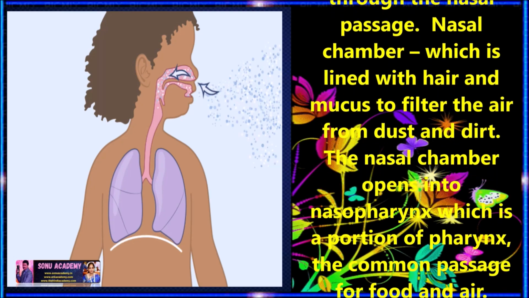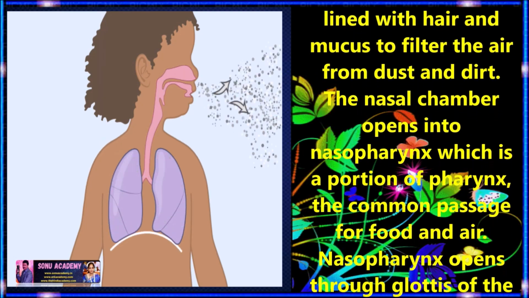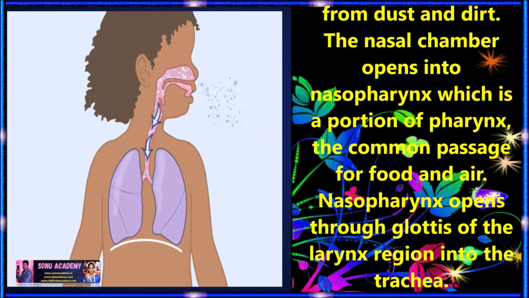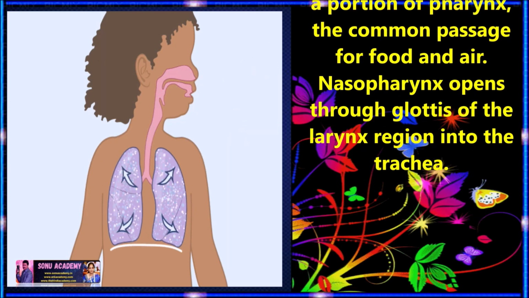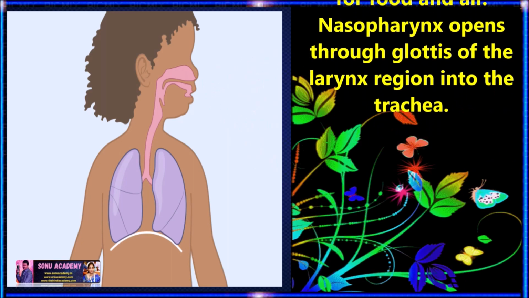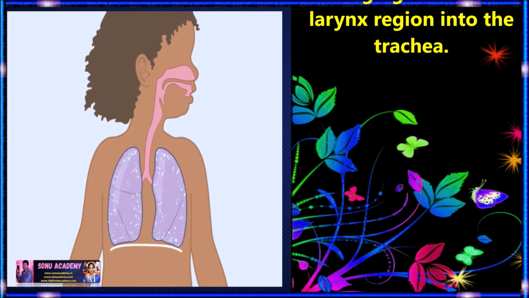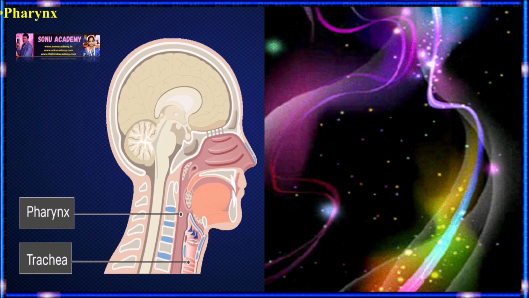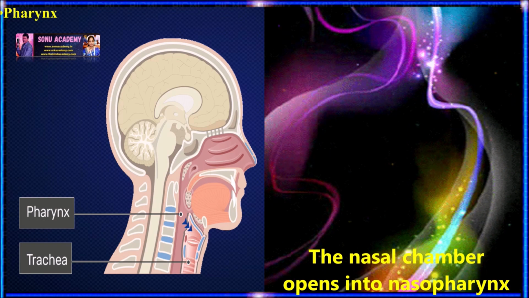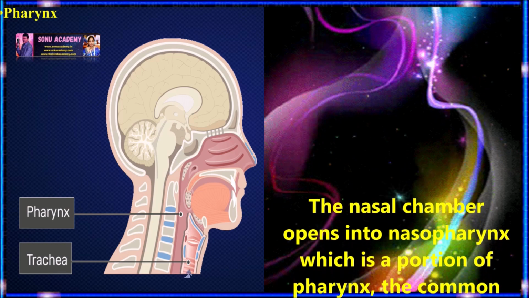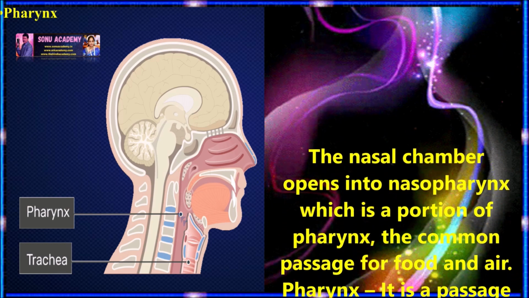External nostrils. For the intake of air, a pair of external nostrils lead to a nasal chamber through the nasal passage. The nasal chamber is lined with hair and mucus to filter the air from dust and dirt. The nasal chamber opens into the nasopharynx, which is the portion of the pharynx, the common passage for food and air.